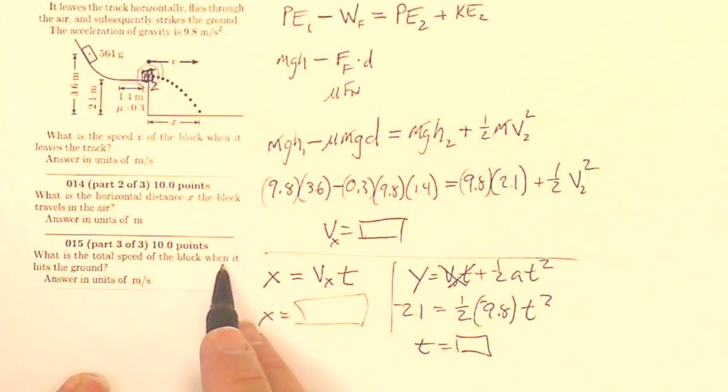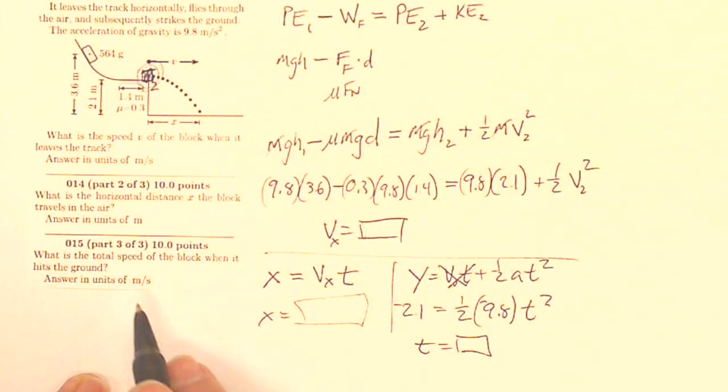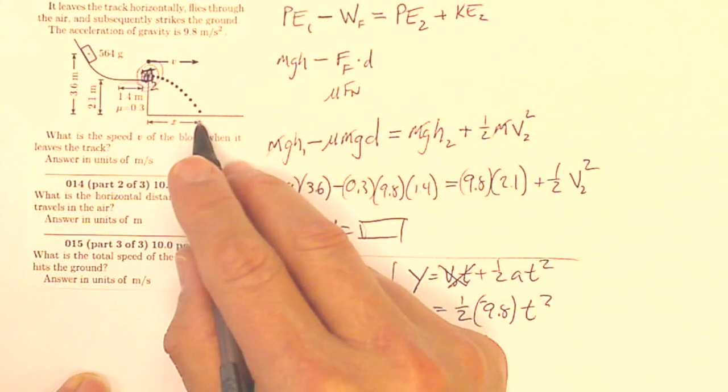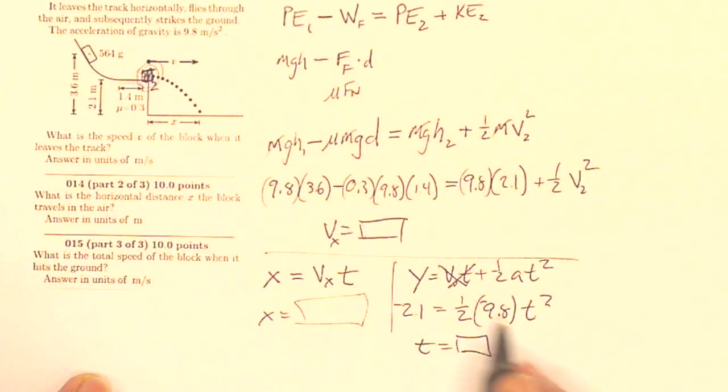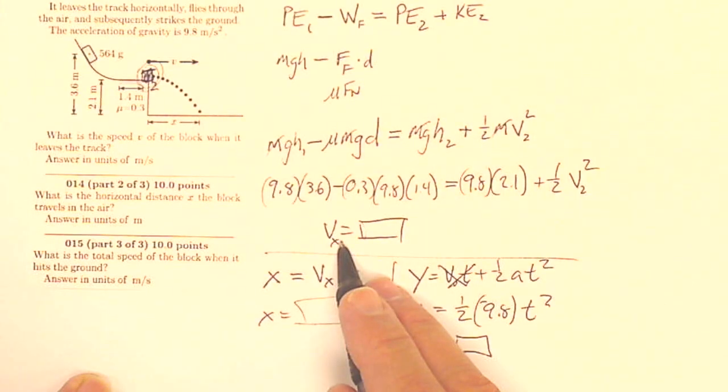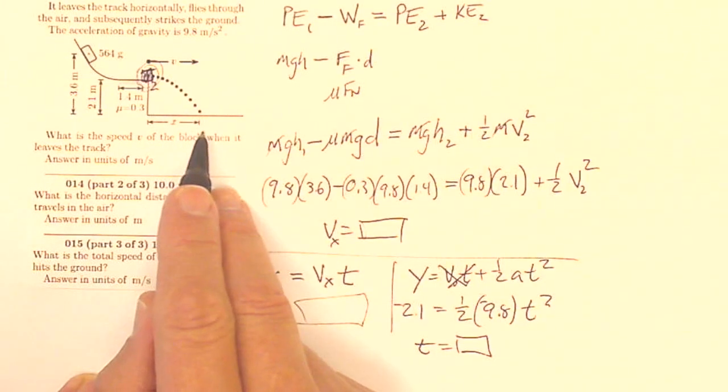What is the total speed of the block when it hits the ground? Answer in units of meters per second. Well, now I've got a velocity here, and I want to know my final velocity here. So this velocity was when it had some potential energy and some kinetic energy, and I want to know when it hits the ground.